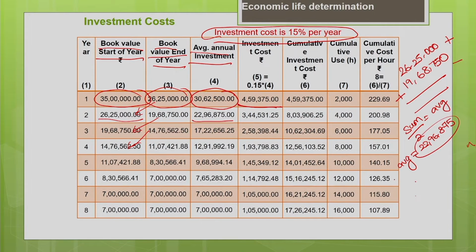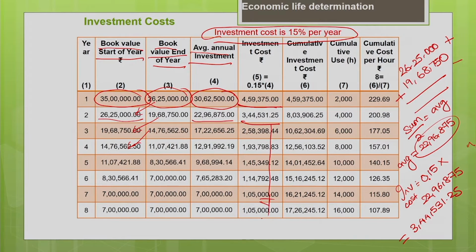For this you calculate the investment cost. So investment cost is nothing but 15% of the average book value, 0.15 multiplied by 22 lakh 96,875. So this gives me the investment cost as 3 lakh 44,531.25. So this is your investment cost for the second year. Like this you can calculate the investment cost for all the years.